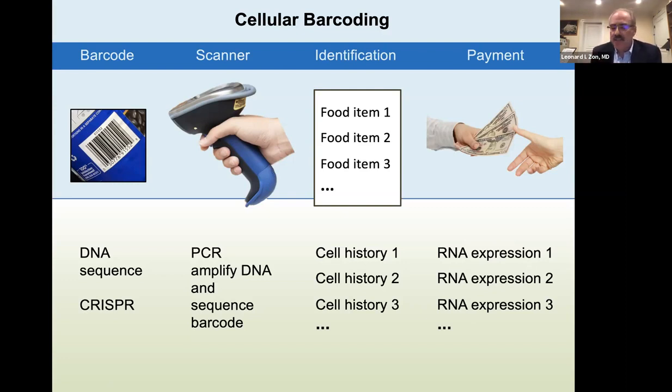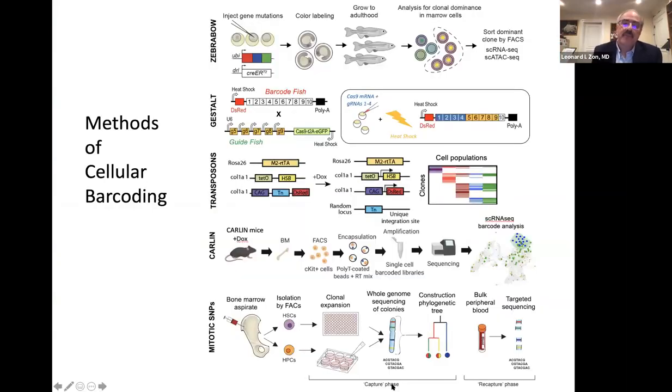And this technology has really dramatically increased over the past 3 years. And we're very excited in the lab to apply this to a pediatric leukemia approach. So on this slide are a variety of different techniques for cellular barcoding. I'm going to spend a fair amount of time on ZebraBow, which is a technology that allows every stem cell to be barcoded in a different color.